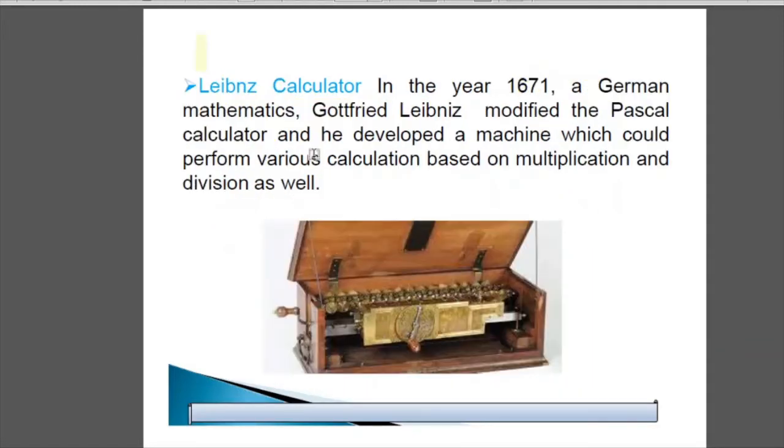Next we have the Leibniz calculator. The Leibniz calculator was developed in 1671. He was a German mathematician. His full name was Gottfried Leibniz. What he did was modify, meaning made some changes in the Pascal calculator, and he developed a machine which could perform various calculations based on multiplication and division. So the Pascal machine can only perform addition and subtraction, but the Leibniz calculator can perform multiplication and division. Here you can see how the Leibniz calculator looked.